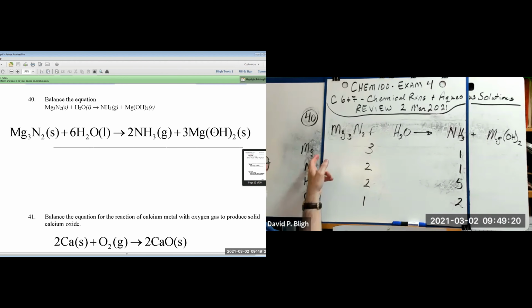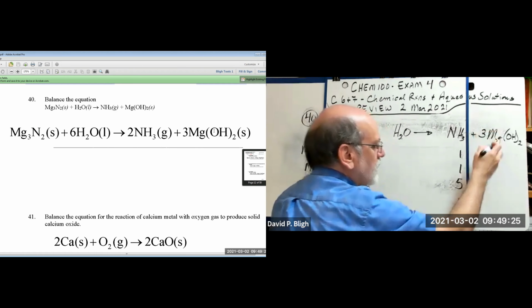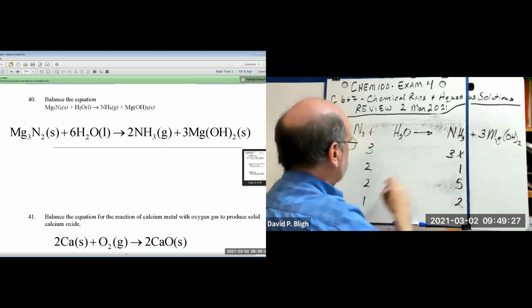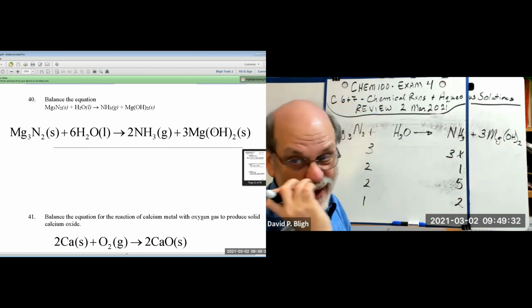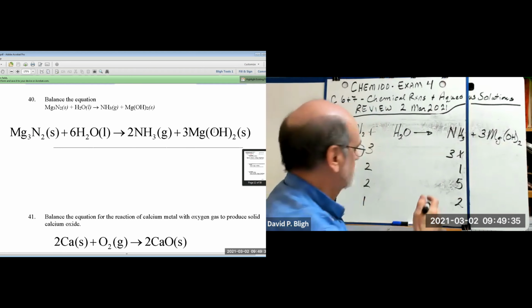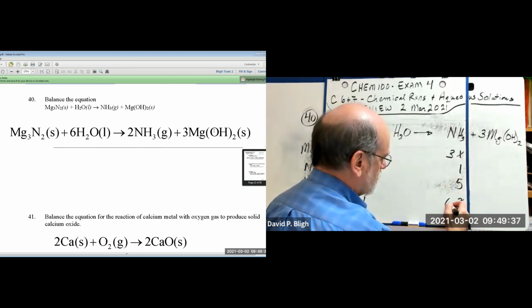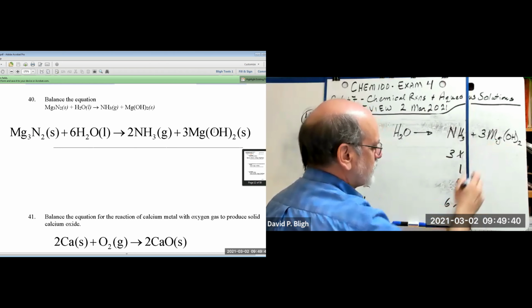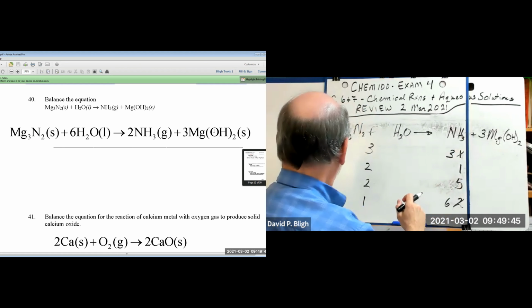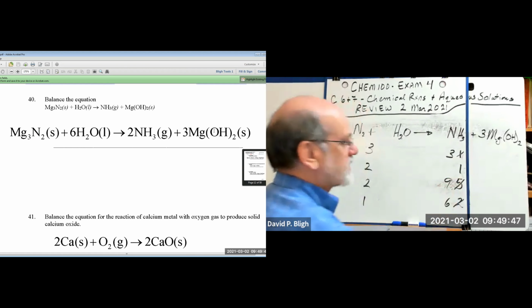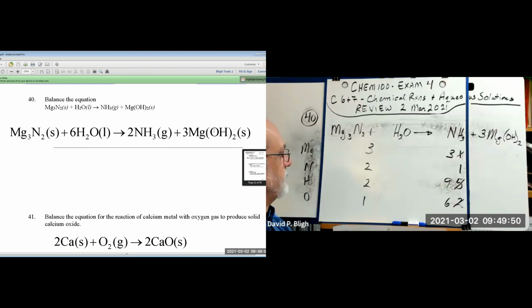If we balance the magnesiums first, that means we have to put a 3 here. And that makes this one 3. But it also changes oxygens. We have 2 hydroxyls times 3 is how many oxygens? 6 oxygens. And 2 hydrogens times 3 is 6 hydrogens. Plus 3 hydrogens is 9. Actually, we do. We got hydrogens in 2 different places. That could be a problem. We'll see. We'll cross that bridge when we come to it.